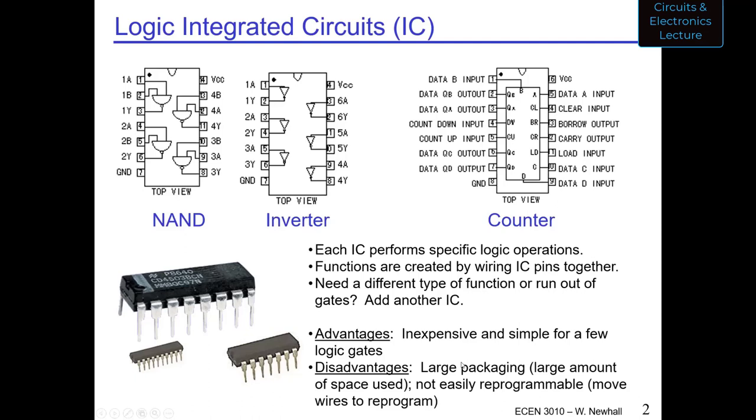But the packaging is really large if you need a large amount of logic gates. If I need 1,000 logic gates, I can't put 200 chips on a circuit board that's really small. So the packaging is fairly large, and a large amount of space, real estate, is used. They're not easily reprogrammable. Once you have your circuit put together and you realize you have to change the logic function or you have an error, you have to move wires to reprogram the circuit or get it to do something else. So they have their place.